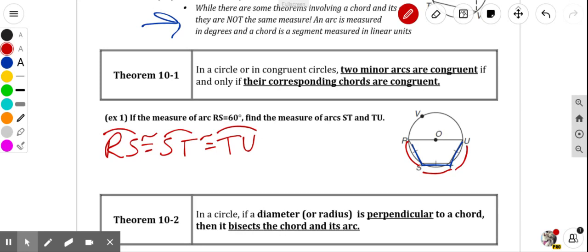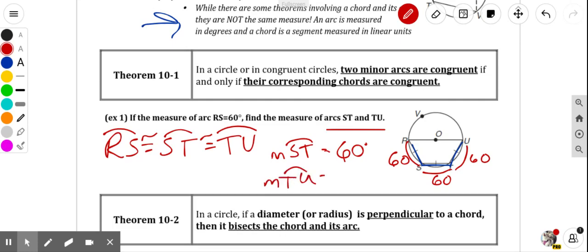So if we're given that arc RS is 60, that would mean that they're all 60. To answer this question, the measure of arc ST is 60 degrees, and the measure of arc TU is also 60. They're all 60 because the chords are congruent.